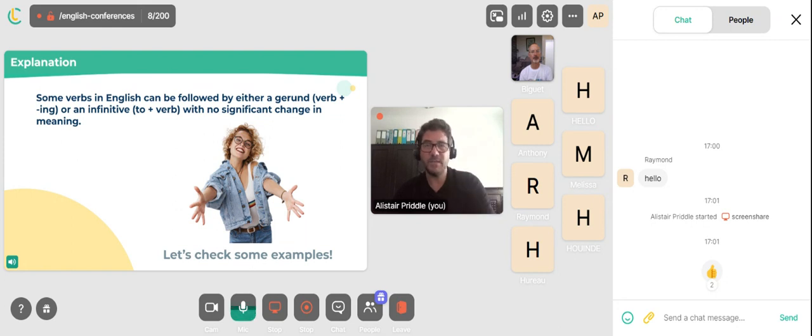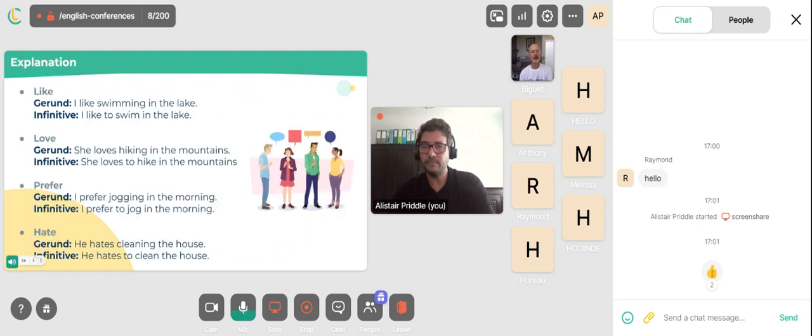Okay, let's check some examples. Like, love, prefer, hate. Let's have a look at like. In the gerund form, I like swimming in the lake. Infinitive, I like to swim in the lake. The meaning is the same.